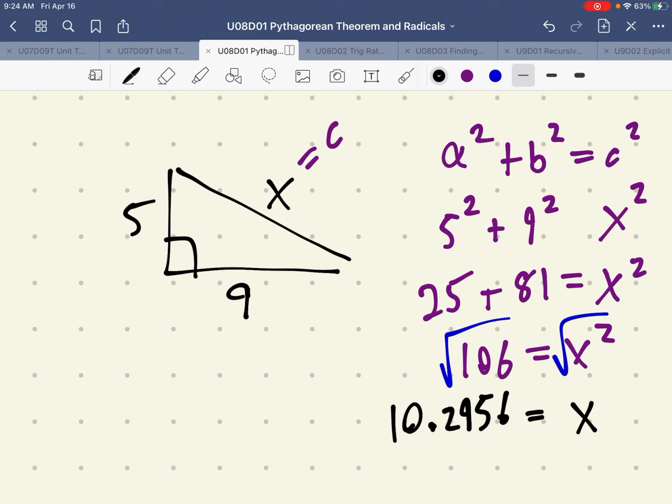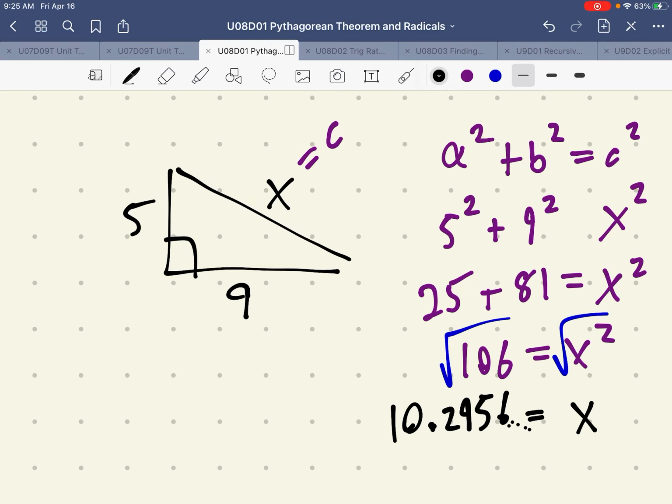You have to pay attention to what questions are asking you to do as to where to round. I didn't provide that in this problem, so if I said round this to the nearest tenth, it would be 10.3. If I said round it to the nearest hundredth, it would be 10.3 as well, because the 5 would round the 9 up to a 10, which would then round the 2 up to a 3. And if I said round this to the nearest thousandth, the 6 would round the 5 up to a 6, and we get 10.296.